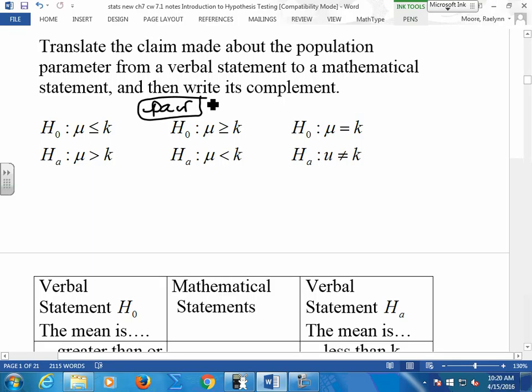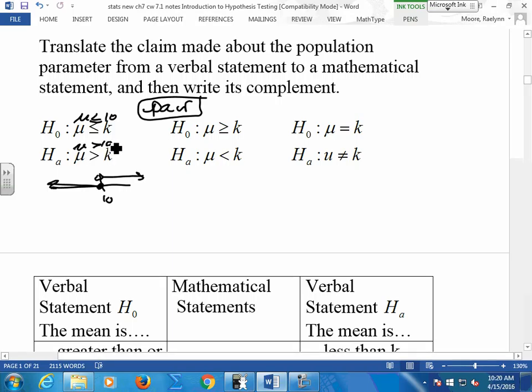The HO always has the equal sign in it. The HA is exactly the opposite. So if I say my population mean is, say, less than or equal to 10, my everything else but that, if this was your number line, 10, you got to get all of this over here, right? You can't close it again, so you open it and go like this. So my alternate, my opposite of this, would be that my mean would be greater than 10.